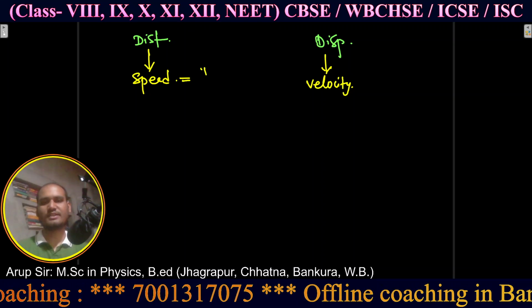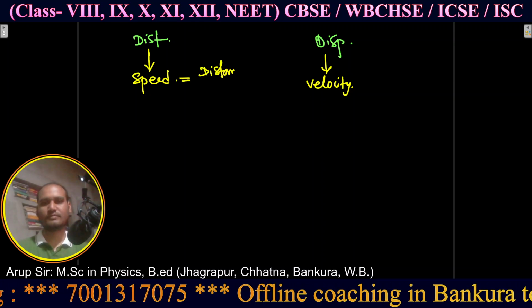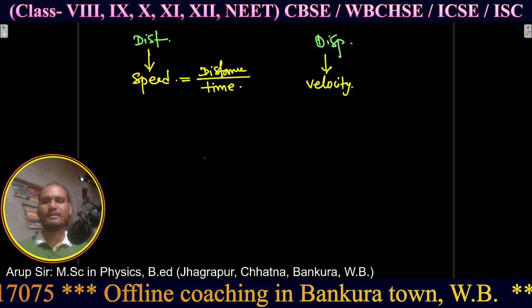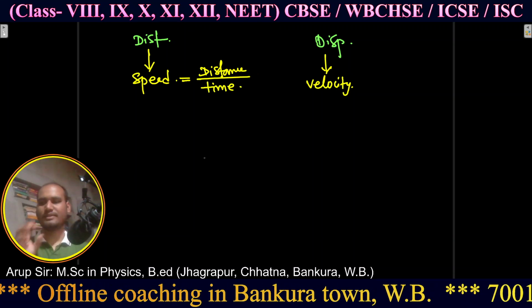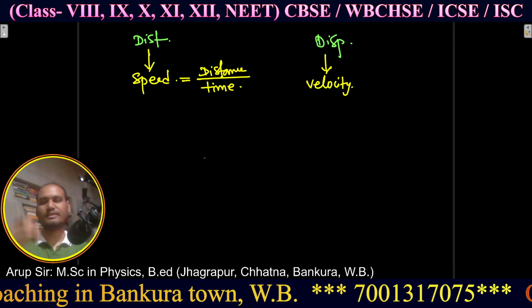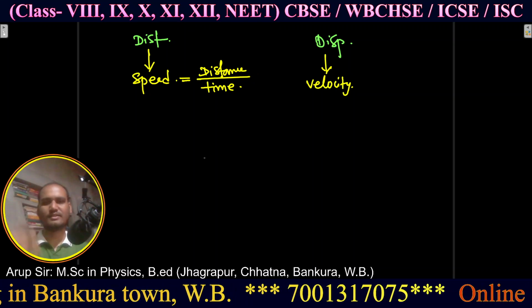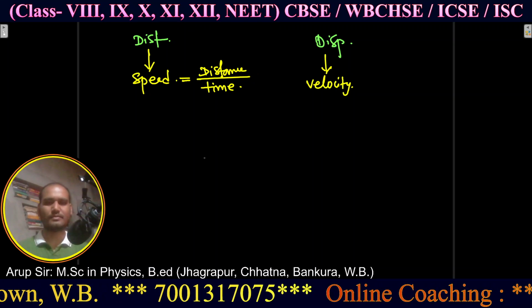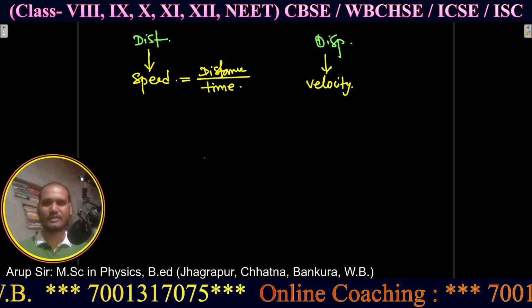Okay, so speed is what? Speed is distance by time. Speed is what? Distance by time. It means when some distance is being traveled and it is taking some time, then just do distance divided by time. Divide that distance by time, then you will get the speed of that object.